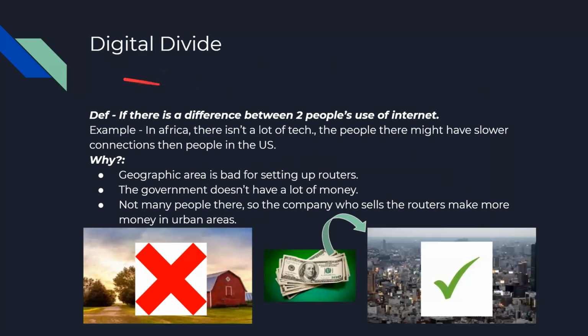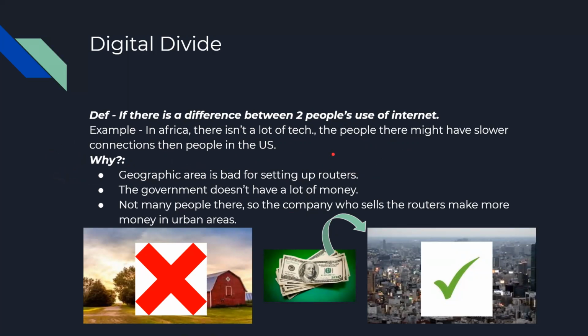So the last thing that I'm going to explain is the digital divide. The definition is that there is a difference between two people's use of the internet. It might be more than two people, but it's usually two groups of people. For example, in Africa, there isn't a lot of technology, and the people might have a slower connection than people in the USA. Why? The first reason is that the geographic area is bad for setting up routers.